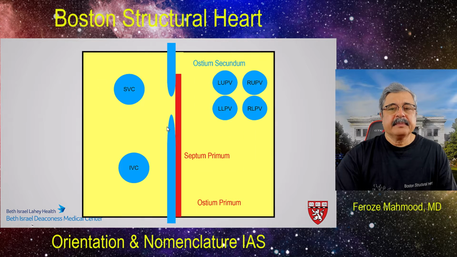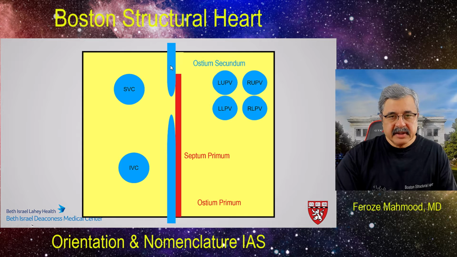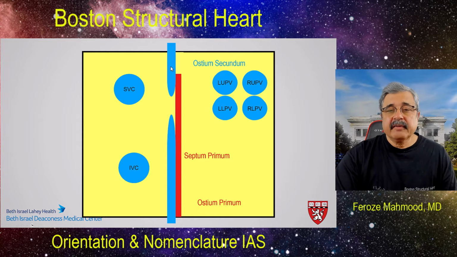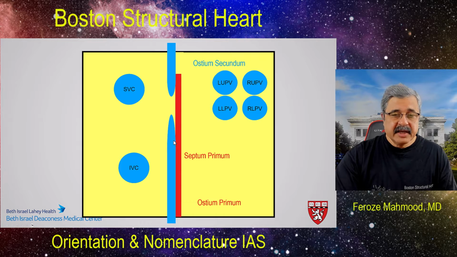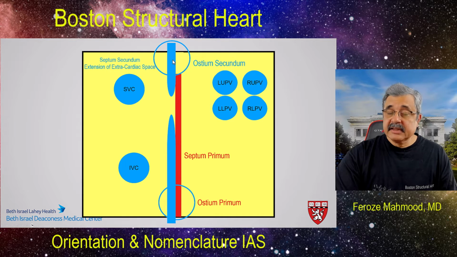Now, if you look at it, this is the SVC, IVC. This is the right side, and that includes these two extracardiac fibrous tissue cushions that invaginate into the right side of the heart on the right side of the septum primum. And we have the left upper pulmonary vein, right upper, left lower, and right lower pulmonary vein. Ostium primum is closed. There is this septum secundum, and these extensions are called the septum secundum, which are essentially extensions of extracardiac space into the right atrium.